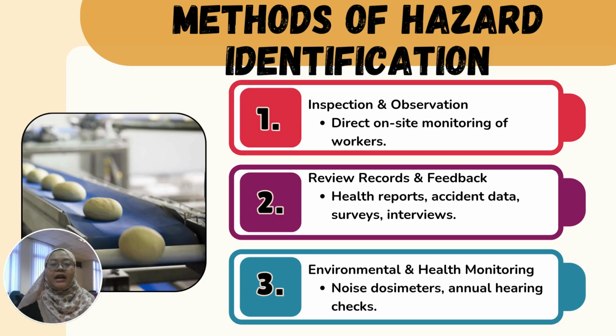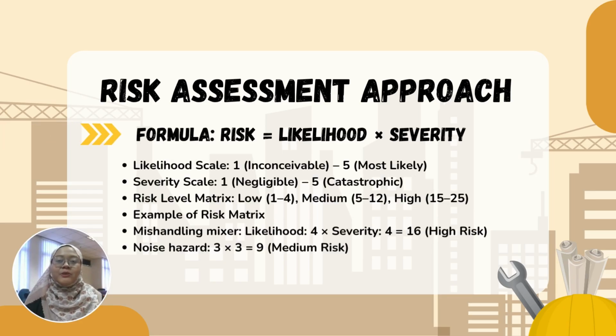Methods of hazard identification. There are three main methods to identify hazards. First, inspection and observation, by checking how workers perform their jobs. Second, reviewing records and feedback, such as analyzing accident reports or staff surveys. And lastly, environmental and health monitoring, for example, checking for excessive noise levels using a dosimeter.